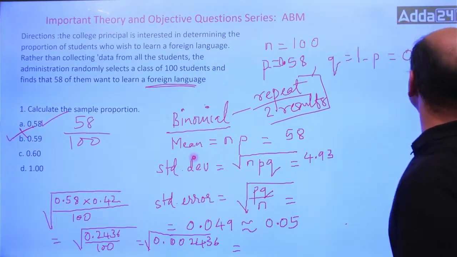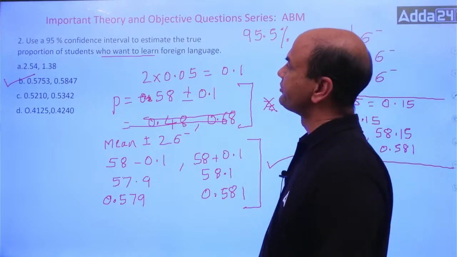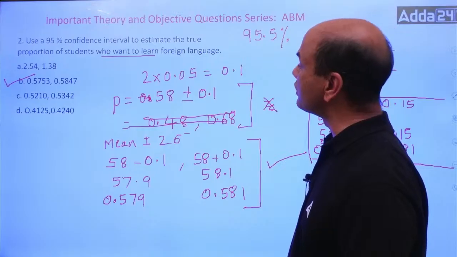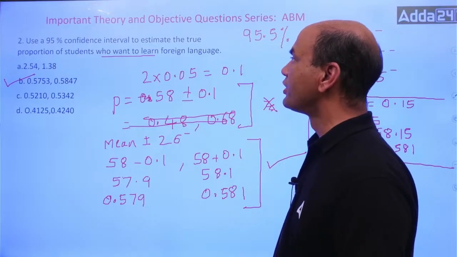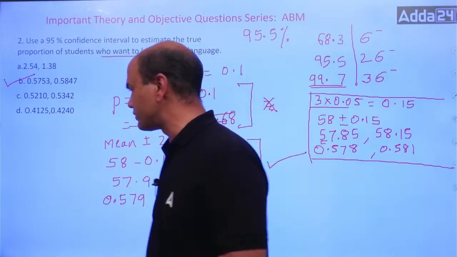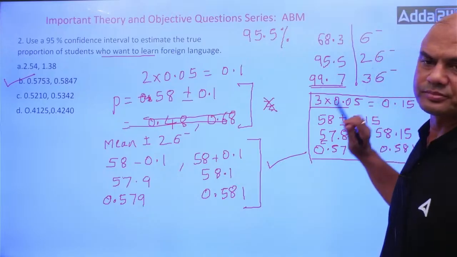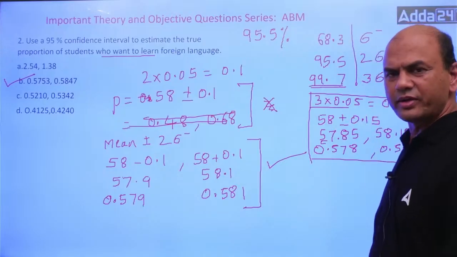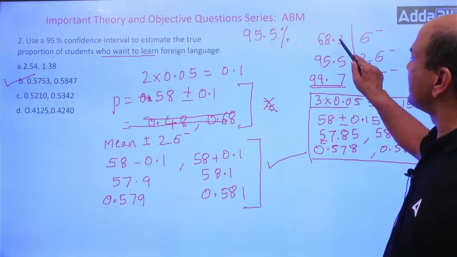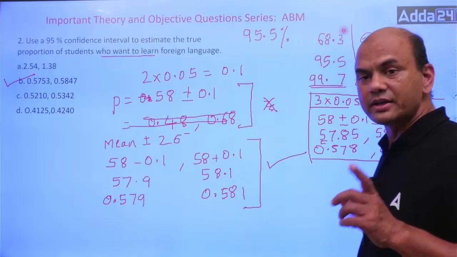Now second question. What was it? Use 95% confidence interval to estimate the true proportion of students who want to learn foreign language. So 95% confidence. What do you mean by 95? See, there are 3 levels of confidence. Actually, it's not 95, it's 95.5. The confidence levels are like this. 68.3% confidence, you have 1 standard error.